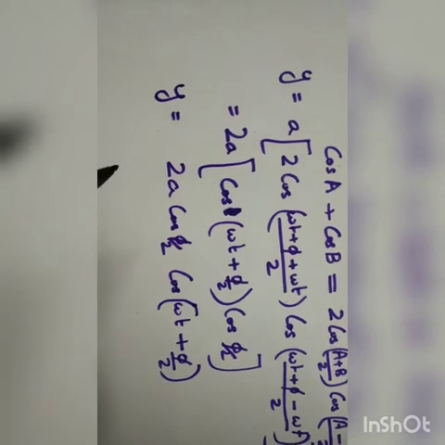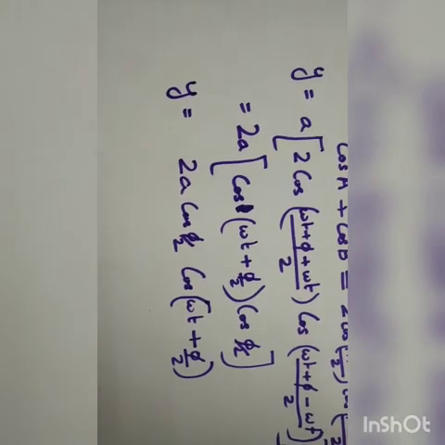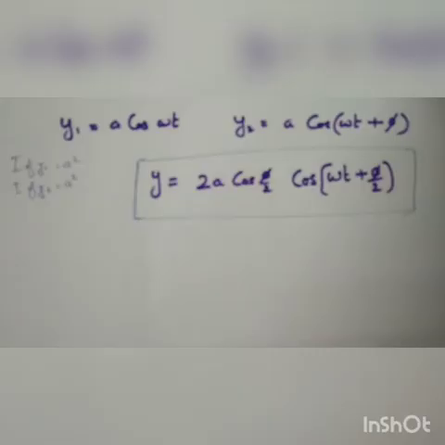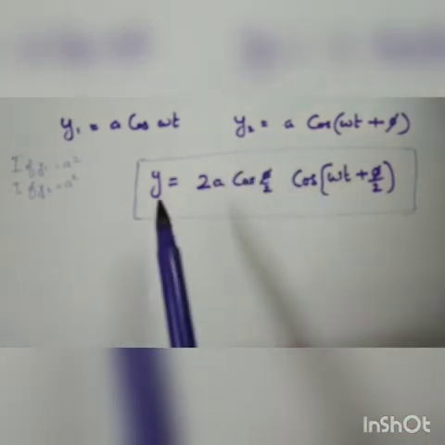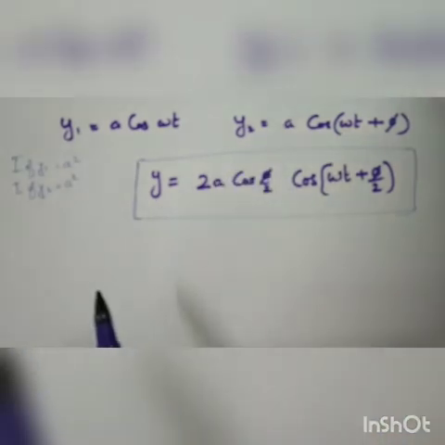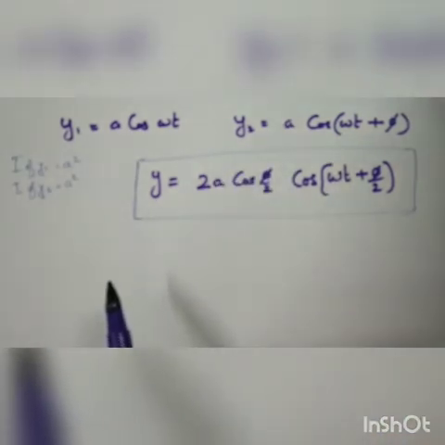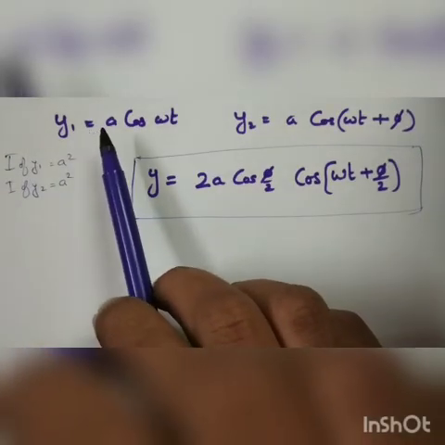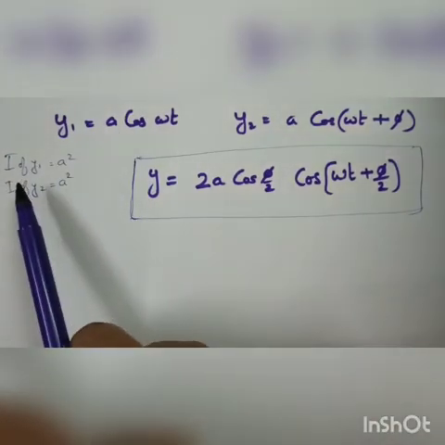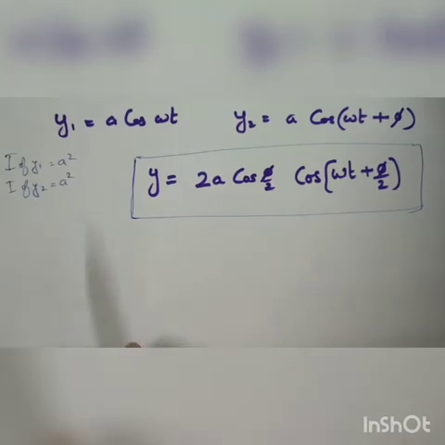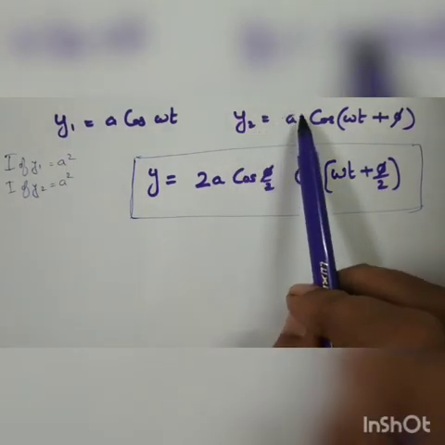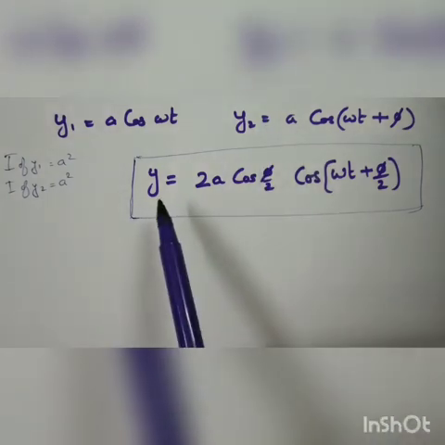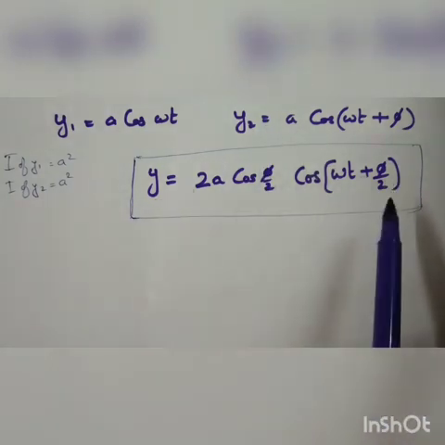When y1 and y2 are added, we get 2a cos 5 by 2 cos omega t plus 5 by 2. So when these two waves superimpose, you get the final wave as this one on the screen. We have already seen that intensity I is square of amplitude. So the intensity of the first wave is a square. Similarly, for y2 also the intensity is amplitude square. Let us find out what is the intensity of this one.